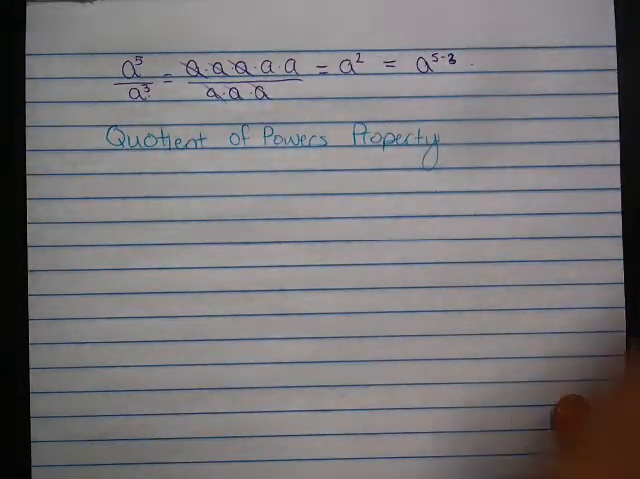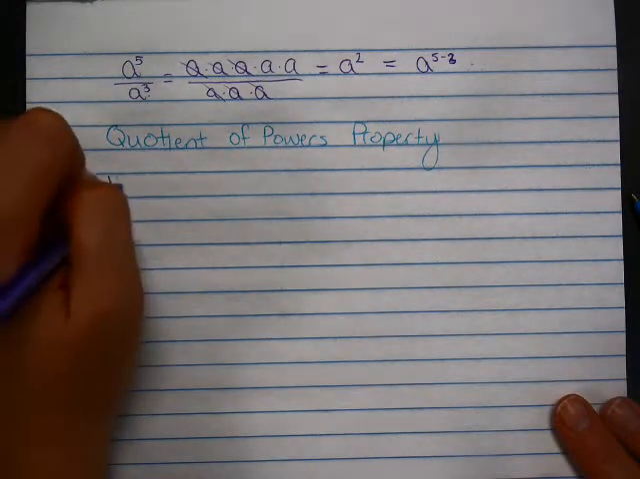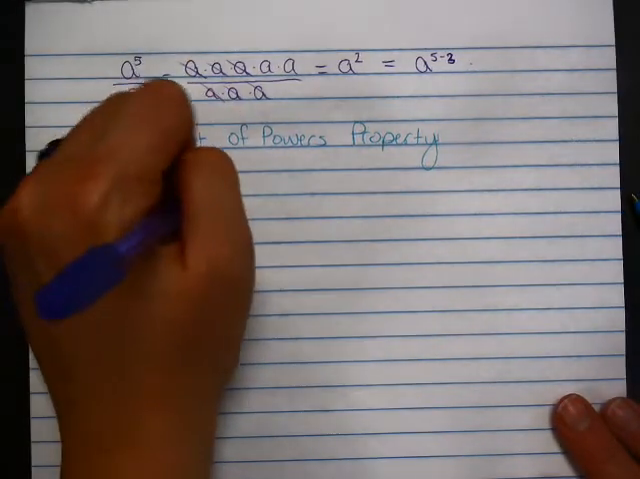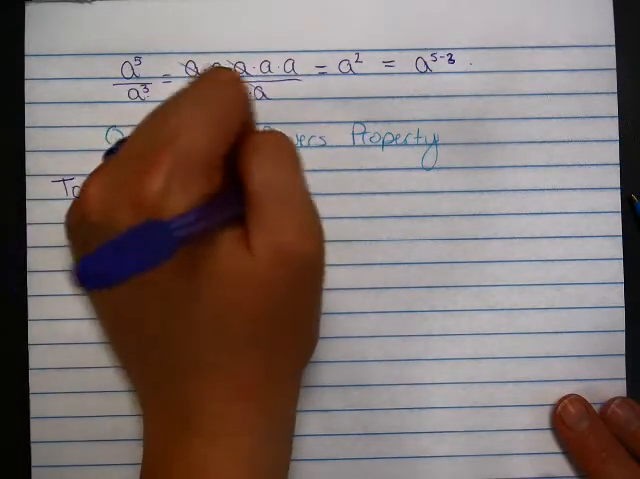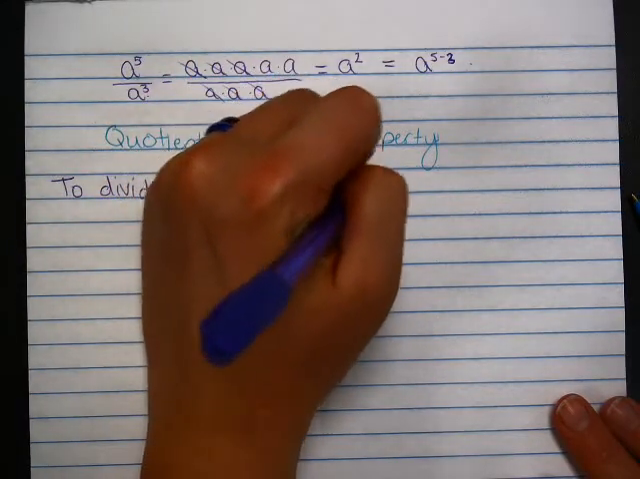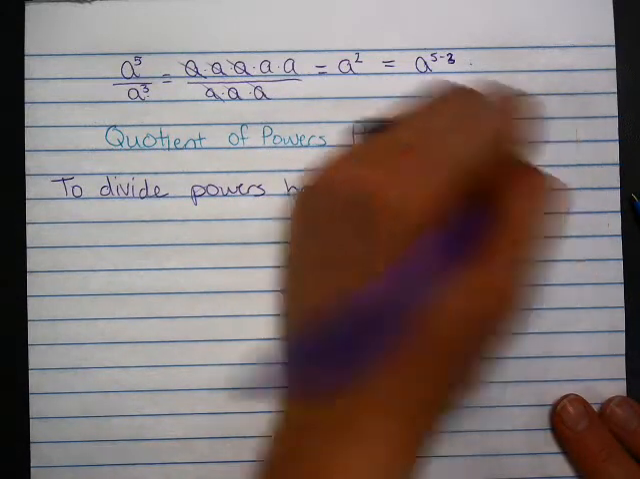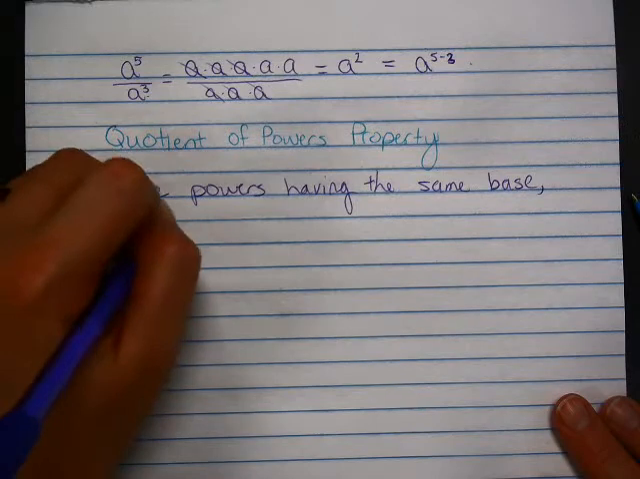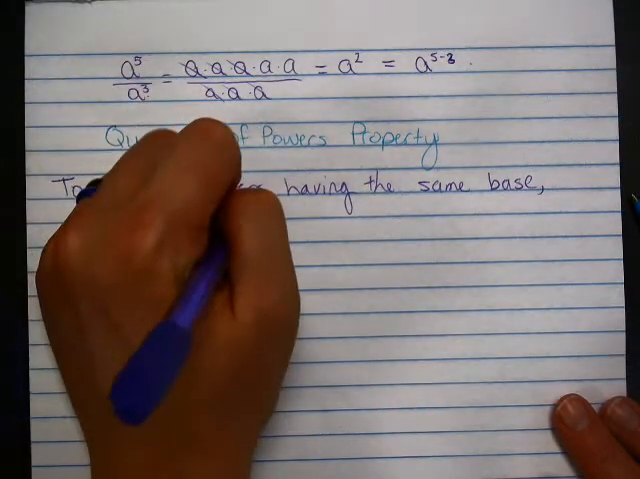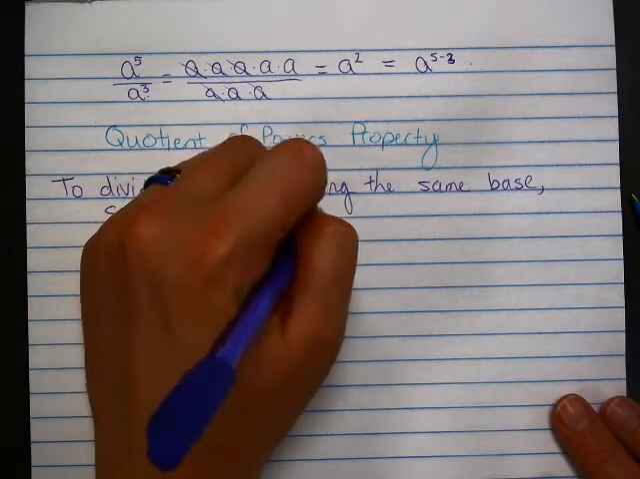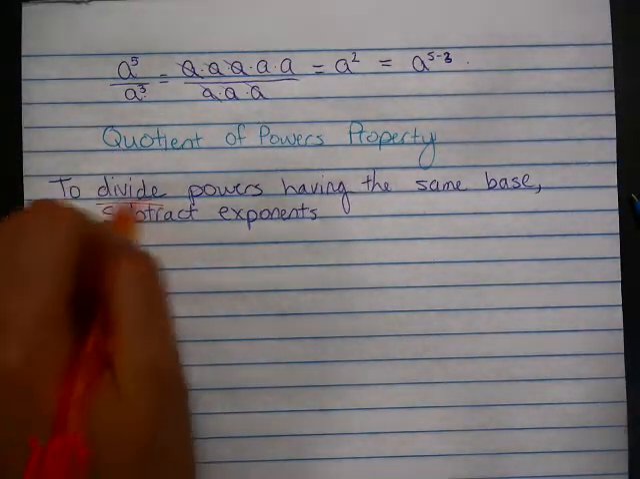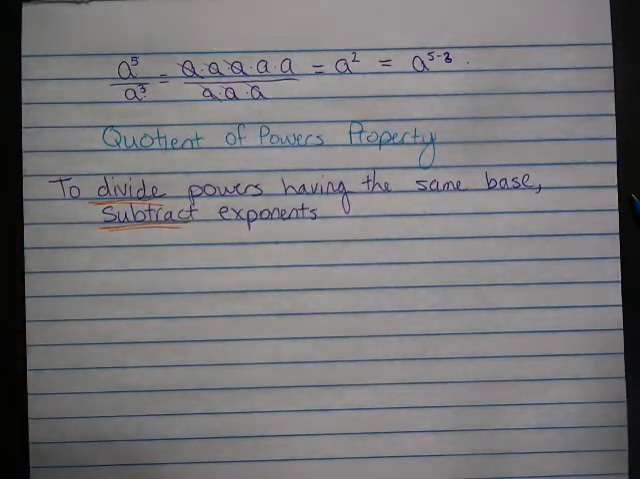So what this says is, it says to divide powers having the same base, and same base is important again, subtract exponents. This won't work if they're not the same base, so when we divide, we subtract. When we multiplied, we added. So they're kind of reverse operations of each other, and we use the reverse operation.